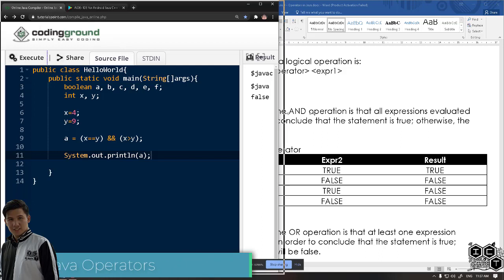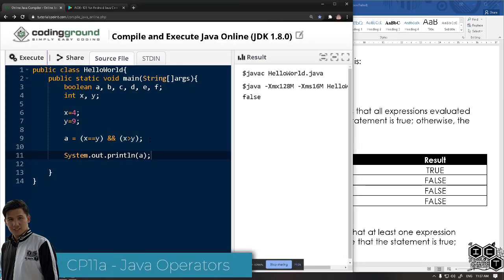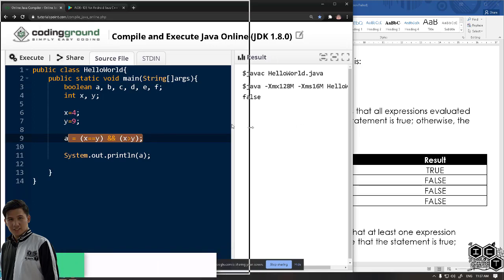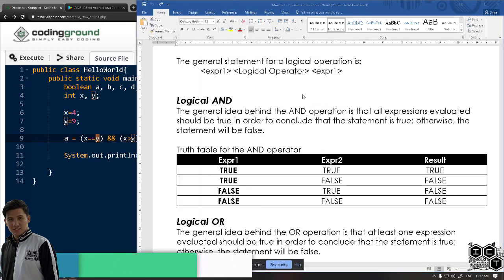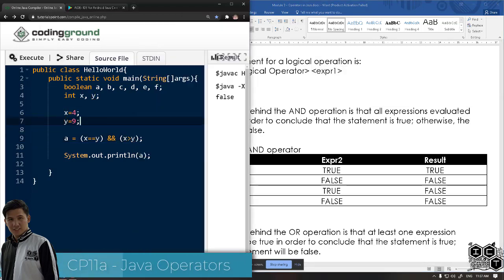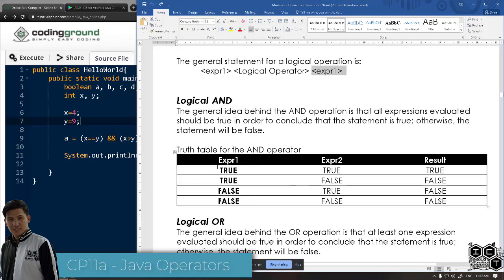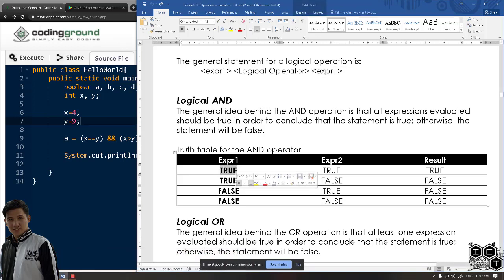Okay. According here to the program, the answer of this equation is false. Bakit kaya? Okay, let's try to analyze this. Now, take a look. The value of x is 4 and the value of y is 9. Using logical AND, you are checking two expressions. According to the table, if expression 1 is true and expression 2 is true, automatically the result is true. So it only indicates that logical AND should have both of the equations to be true.